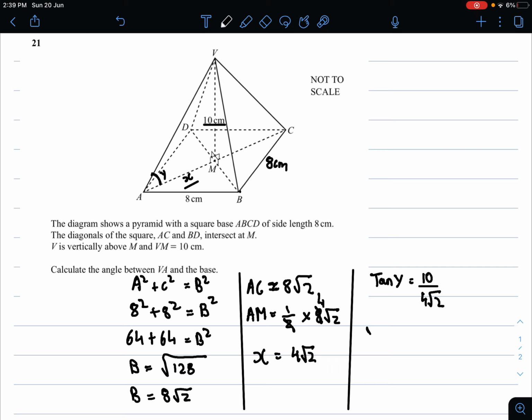So if we want to find y, all we need to input in the calculator is tan inverse of 10 divided by 4 root 2, and we will get our answer as 60.5037. Rounded off, your final answer would be 60.5 degrees.